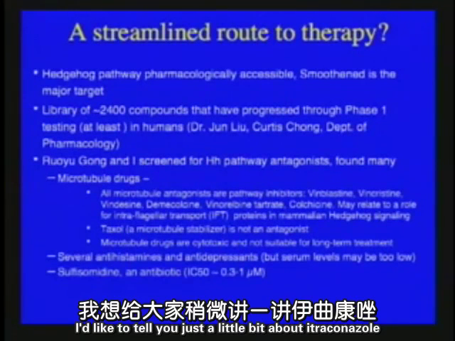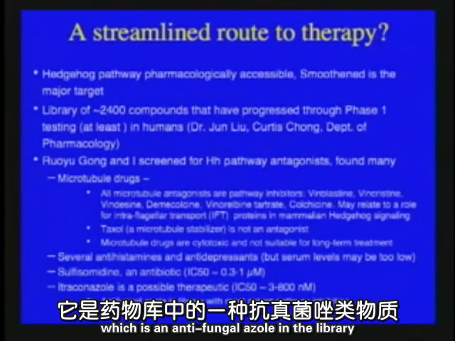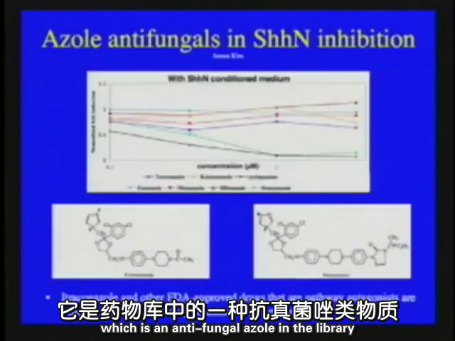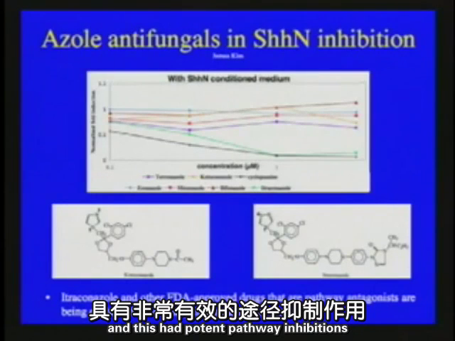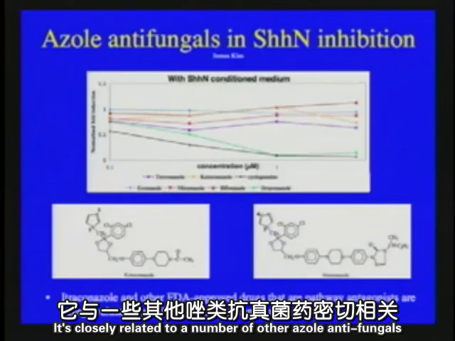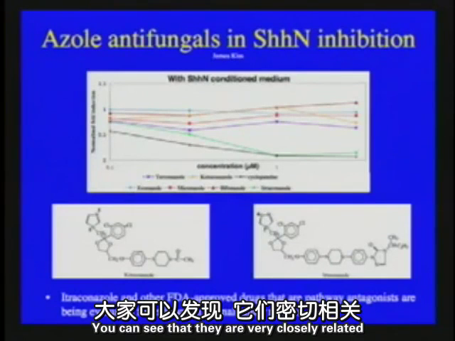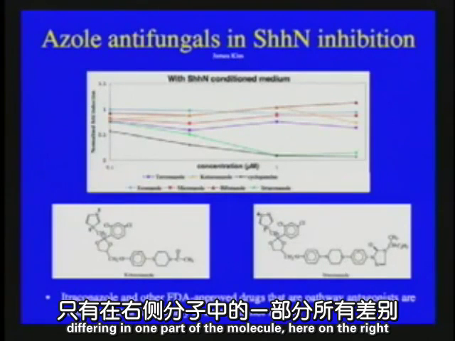I'd like to tell you just a little bit about itraconazole, which is an antifungal azole in the library, and this had potent pathway inhibition. This is the structure of itraconazole shown here. It's closely related to a number of other azole antifungals, including ketoconazole, which is shown here. You can see that they're very closely related, differing in one part of the molecule here on the right.